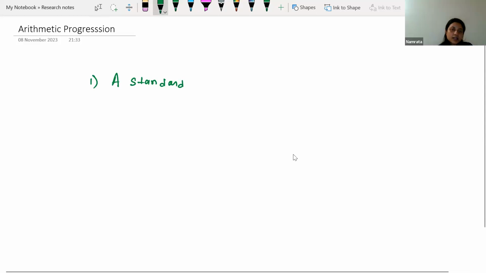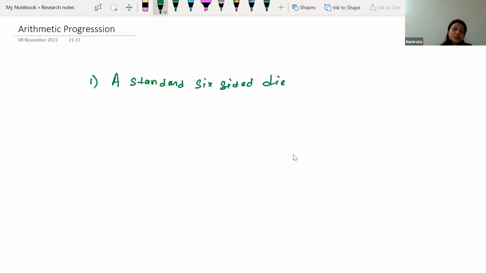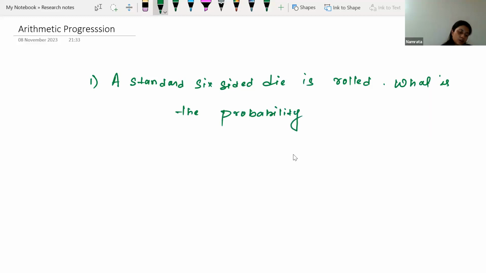A standard six-sided die is rolled. What is the probability of rolling an odd number or a number greater than 3?